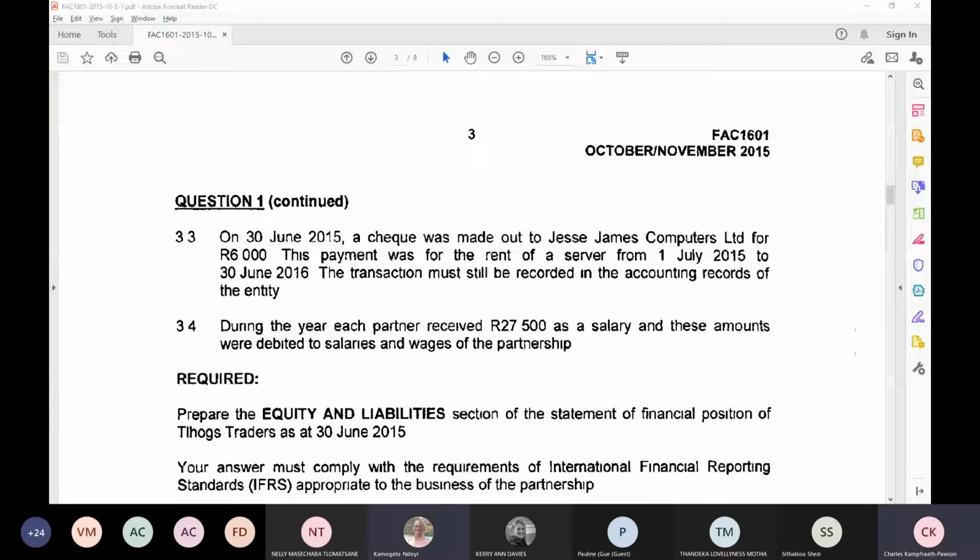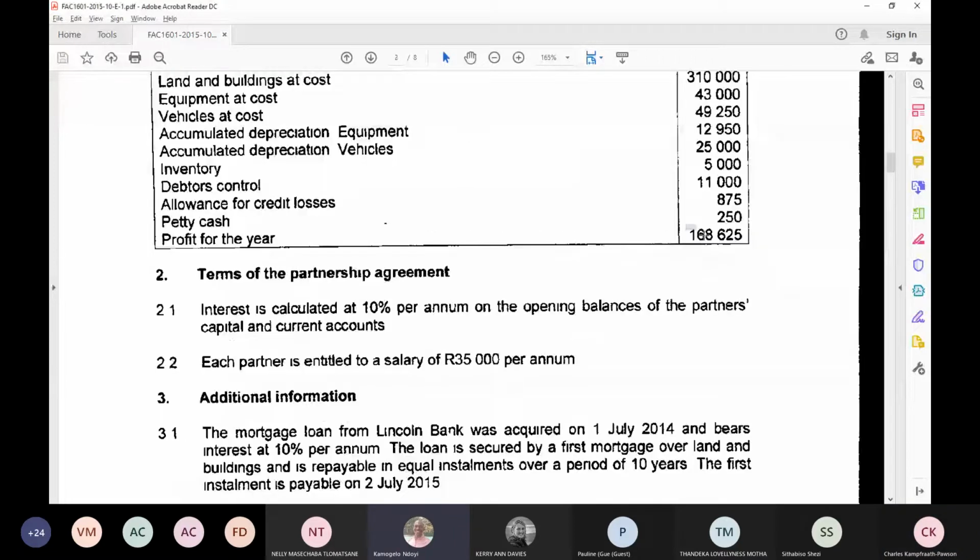The salaries shouldn't have been debited to the salaries account. You would have to go to the current account. We just have to correct the mistake. It basically goes to the drawings. It's supposed to be drawings, not salaries.